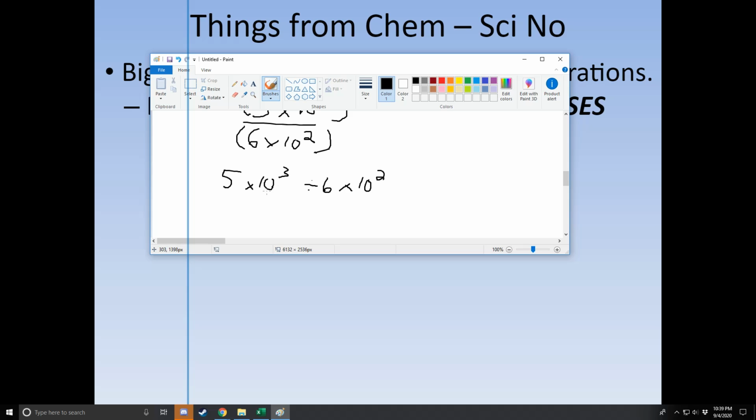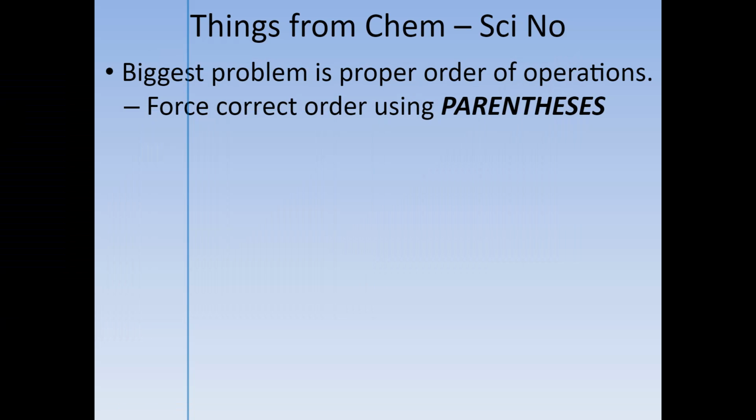But the way that the calculator reads it, it would read it as 5 times 10 to the third being divided by 6 times 10 squared. This is not the same thing as what we had written up here. So the whole idea is that you have to force the calculator to use the right order of operations. Now, one method of doing this is putting parentheses around your numbers.